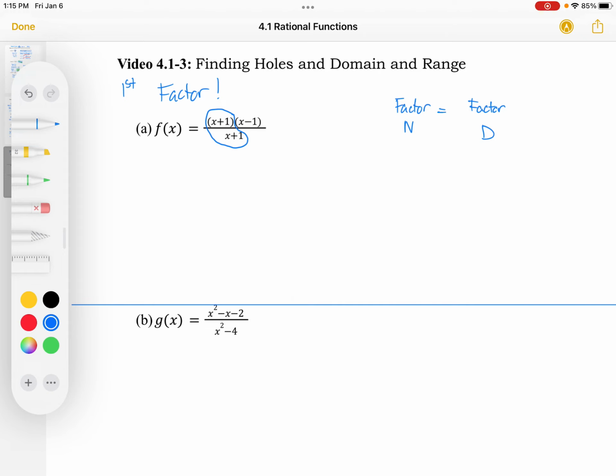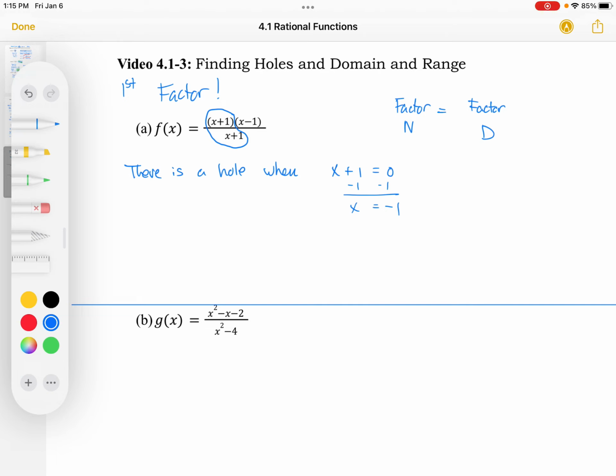So there is a hole when x plus 1 is equal to 0. So if we solve this, there is a hole when x is equal to -1. Now, once we identify the x-coordinate of the hole, we want to find the y-coordinate of the hole.